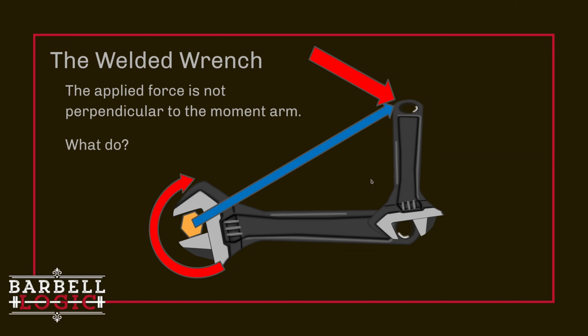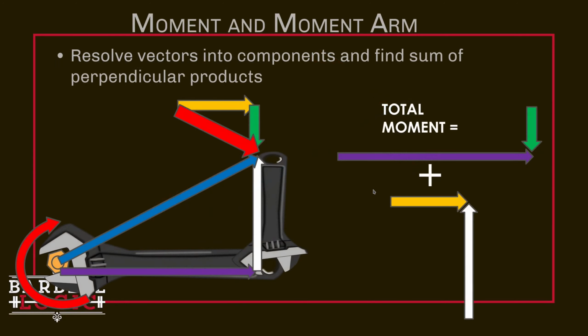What should we do? Well, there's a way to do it. There's actually 2 ways to do it. There's a hard way and an easy way. The harder way in this case is actually to resolve vectors into components and find the sum of perpendicular products.